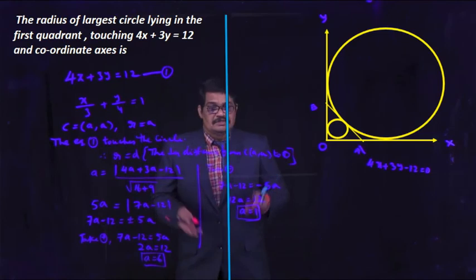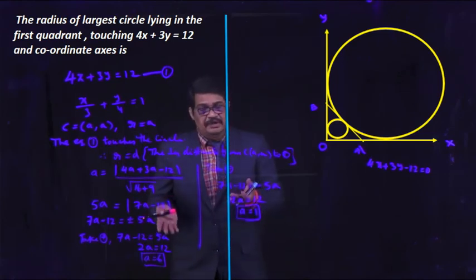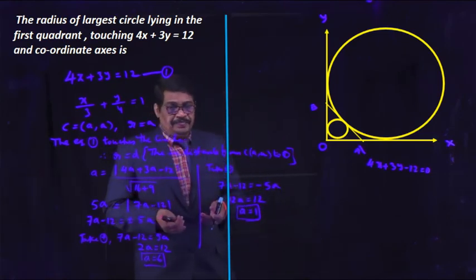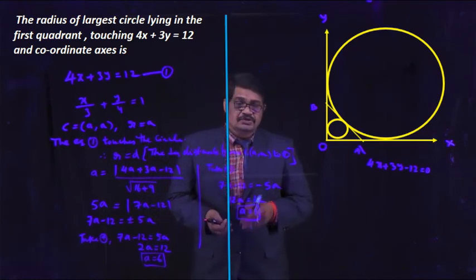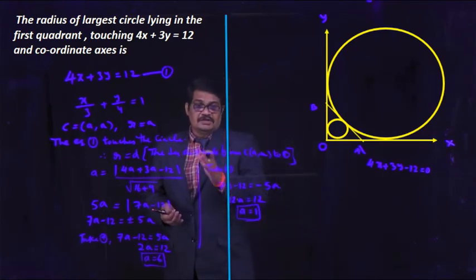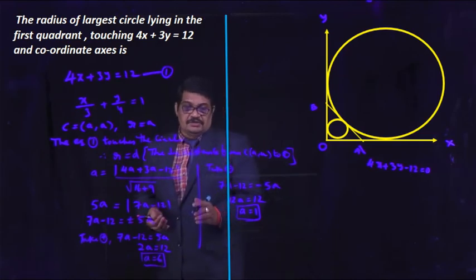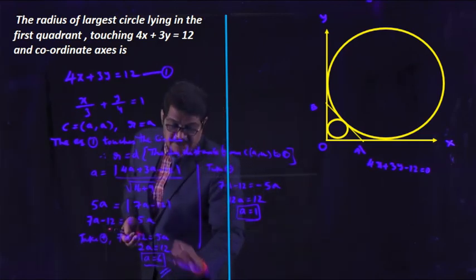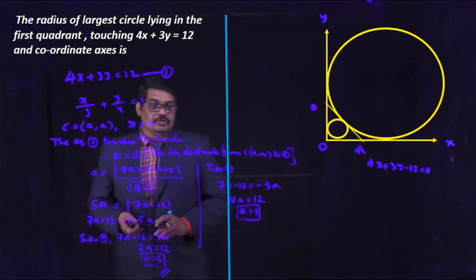Which one is small? That is the small circle radius. Which one is bigger? Then that is the larger circle radius. So what is the radius of the required circle? The larger circle radius is 6. So the answer here is 6.